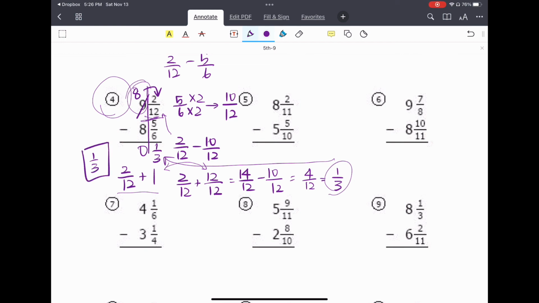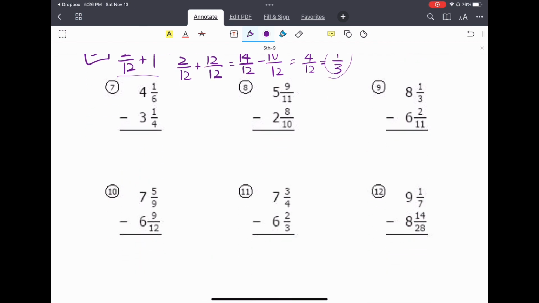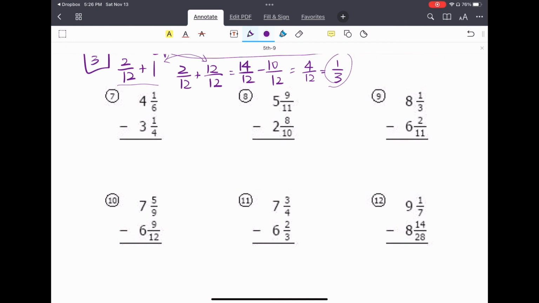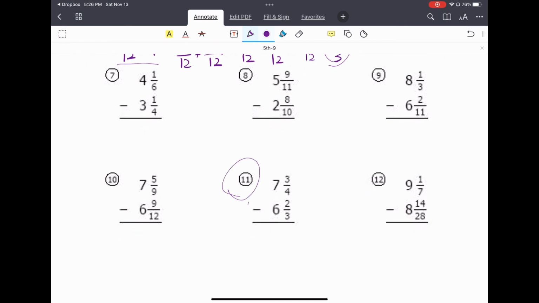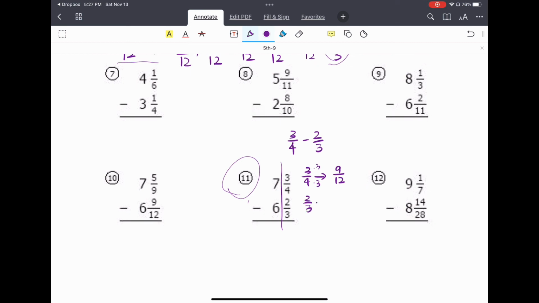So we're going to do another problem. Let's do number 11. 7 3/4 minus 6 2/3. So I'm going to separate again. So 3/4 minus 2/3. Now I'm going to change the denominator to 12. So 3/4 is going to change to, we're going to multiply both numerator and denominator by 3. So it'll be 9 over 12. 2/3 is going to change into 8 over 12. Now this one I can just subtract.